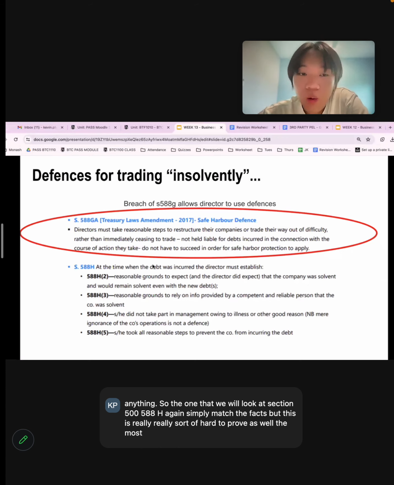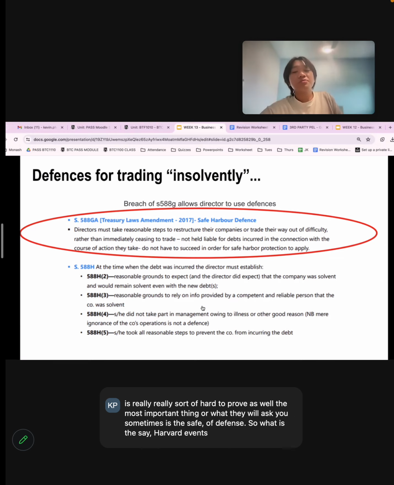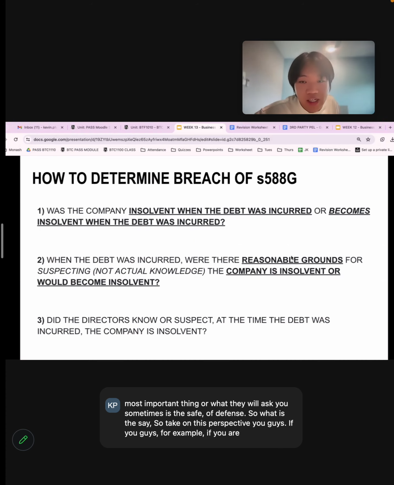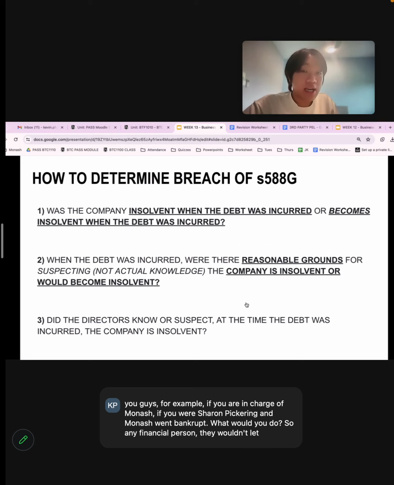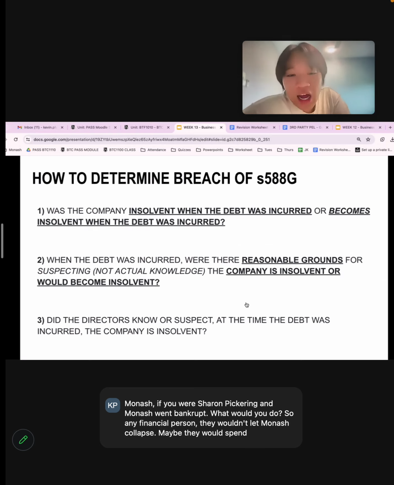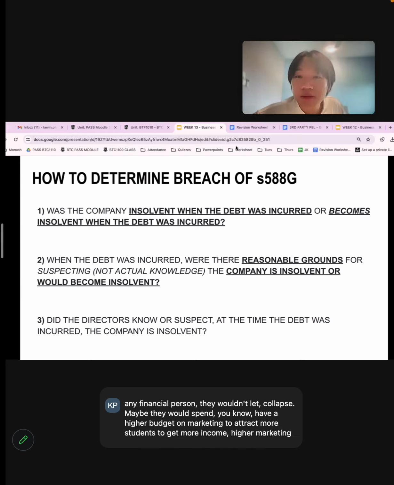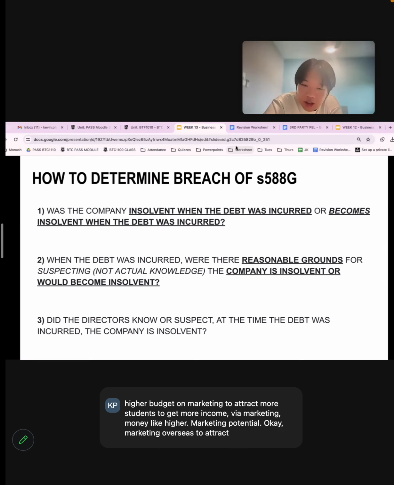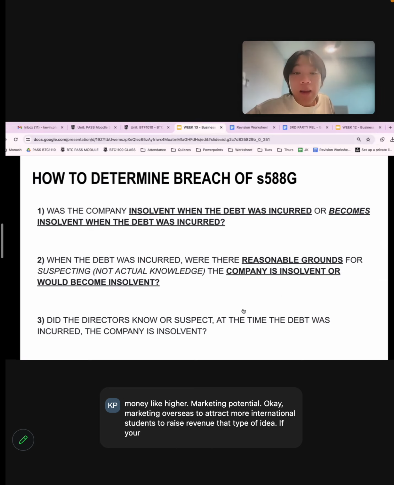The most important thing, or what they will ask you sometimes, is the safe harbor defense. So what is the safe harbor defense? So take on this perspective, you guys. If you were in charge of Monash, if you were Sharon Pickering and Monash went bankrupt, what would you do? Any financial person wouldn't let Monash collapse. Maybe they would have a high budget on marketing overseas to attract more international students to raise revenue, that type of idea, if you're poor.